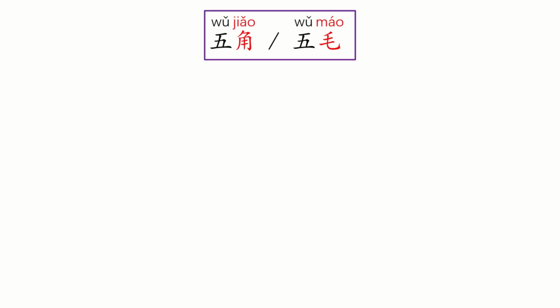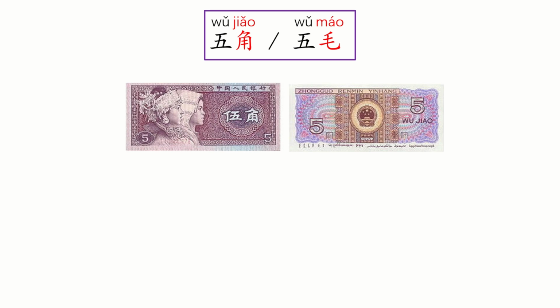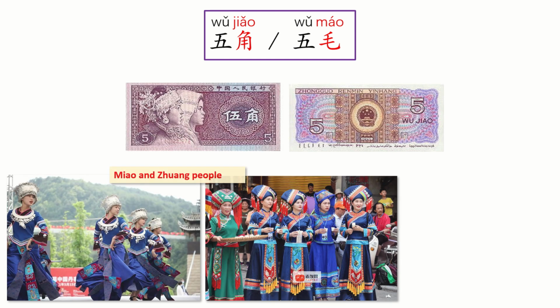Finally, we have the 5 dime note, worth 50 cents. It's called 五角 or 五毛 in Chinese. The ethnic groups depicted on this note are the Miao and Zhuang people.